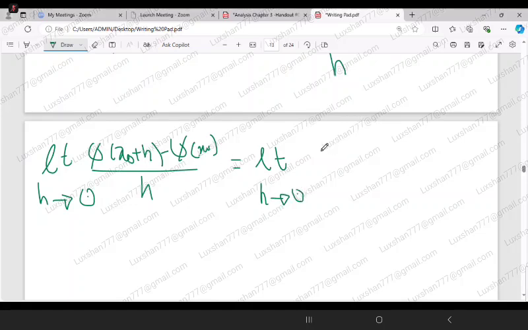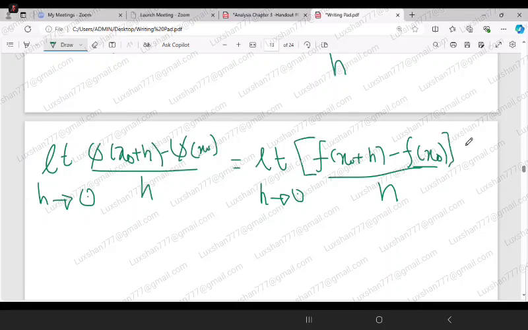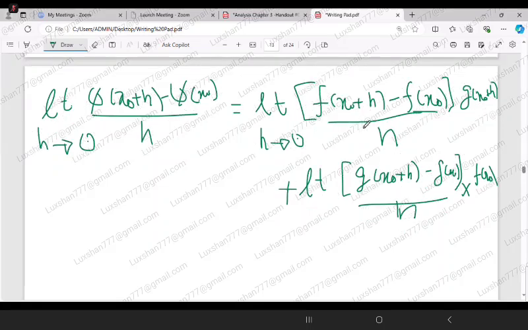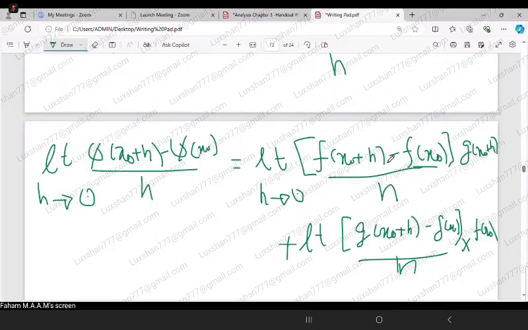I have two terms. The first one is f of x naught plus h minus f of x naught over h into g of x naught plus h, plus the second term, limit minus h into f of x naught. If h tends to 0.